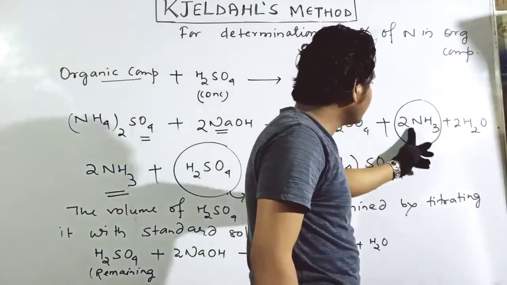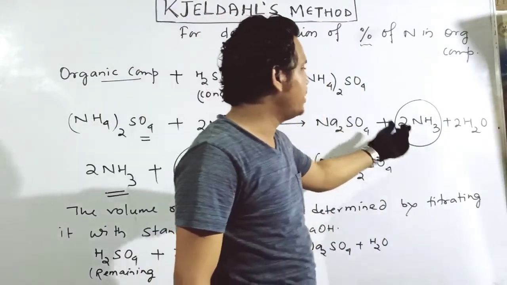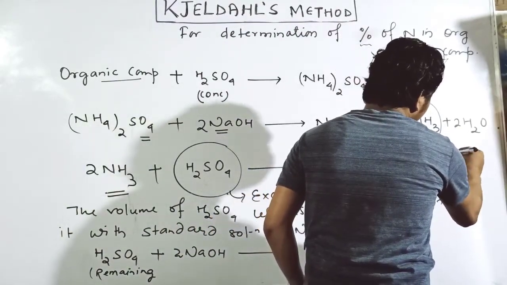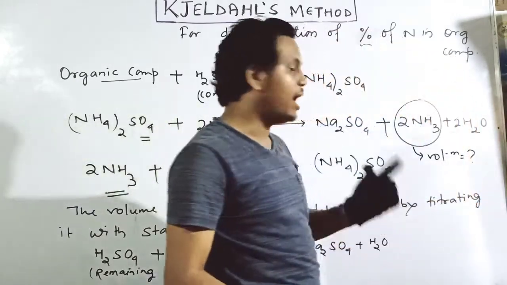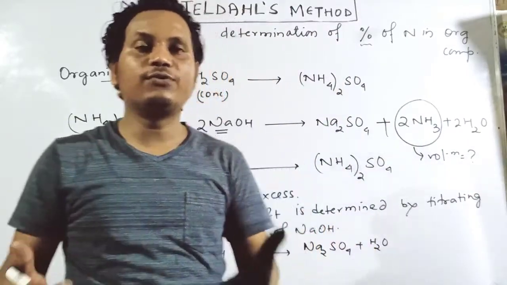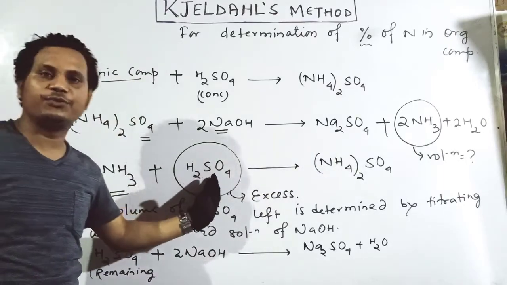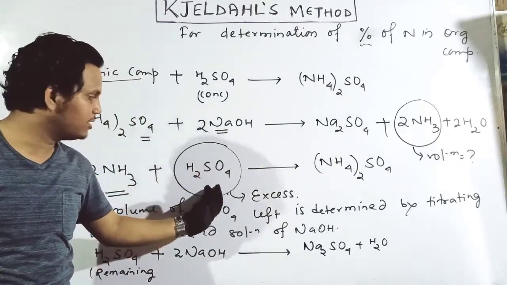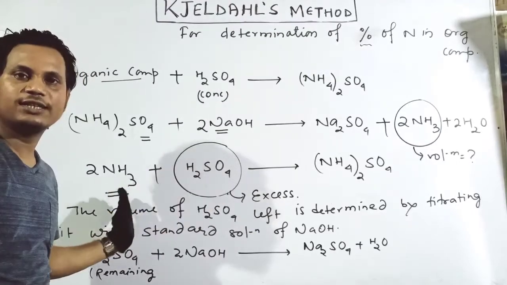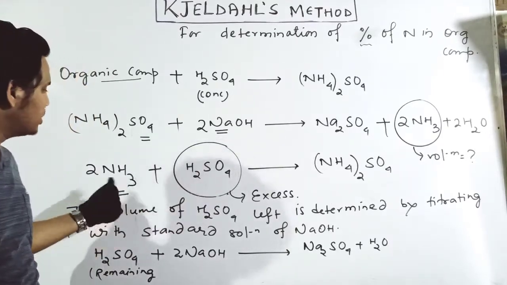We require the volume of ammonia produced. Why? Because from the volume, further calculation will be done. Our main aim is finding the volume of ammonia. So how will we find it? We treat ammonia with sulfuric acid, which is the acid. Ammonia is a Lewis base, so they will neutralize each other. So what volume of sulfuric acid is used for neutralizing ammonia?